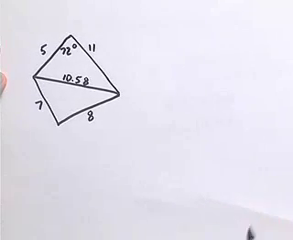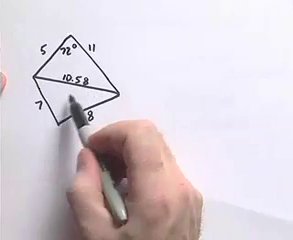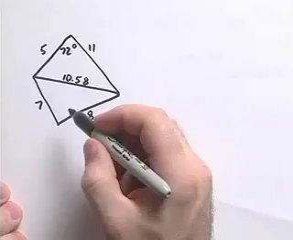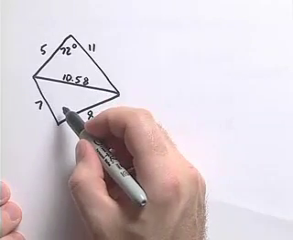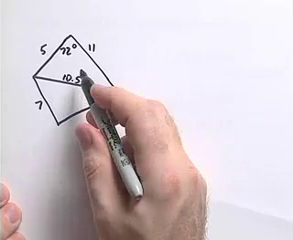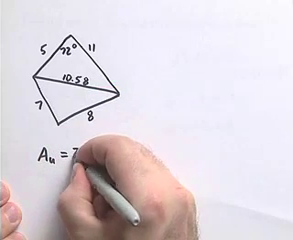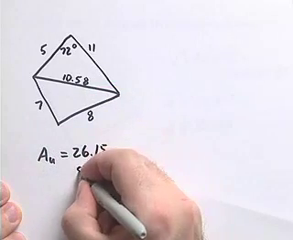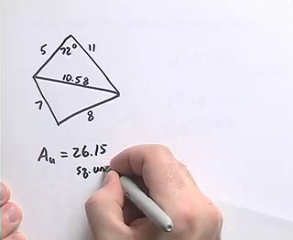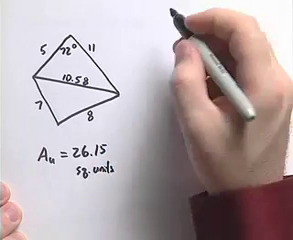Now we can go on to finding the area of the lower triangular region. I've gone ahead and redrawn our diagram. We've put in that D is equal to 10.58. We want to find the area of the lower triangular region. We just found that the area of the upper triangular region, A sub u, is equal to 26.15 square units. We'll need that to get the total area.